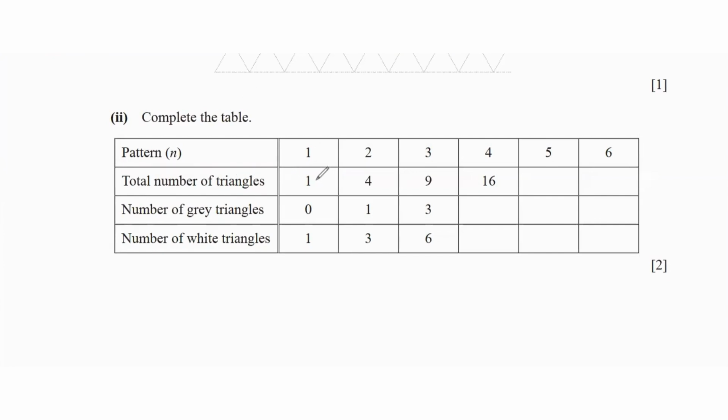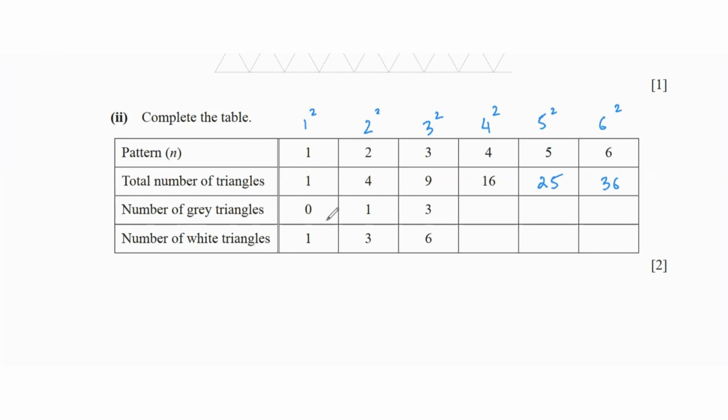So total number of triangles started with 1, then went to 4, then 9, 16. If you look at the numbers, it's 1 squared, then 2 squared, then 3 squared, 4 squared. So this is going to be 5 squared and this is going to be 6 squared. That's how you recognize your total number of triangles.